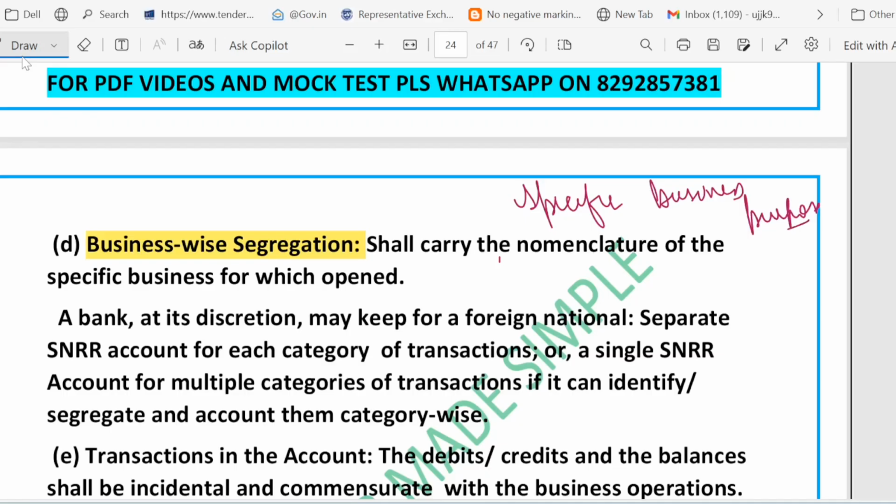Like SNRR export of goods, they either keep a separate SNRR account for each business category, or they keep one SNRR account for multiple businesses, but must clearly separate each activity within it. So the bank must show which rupee flow belongs to which business, no mixing up.